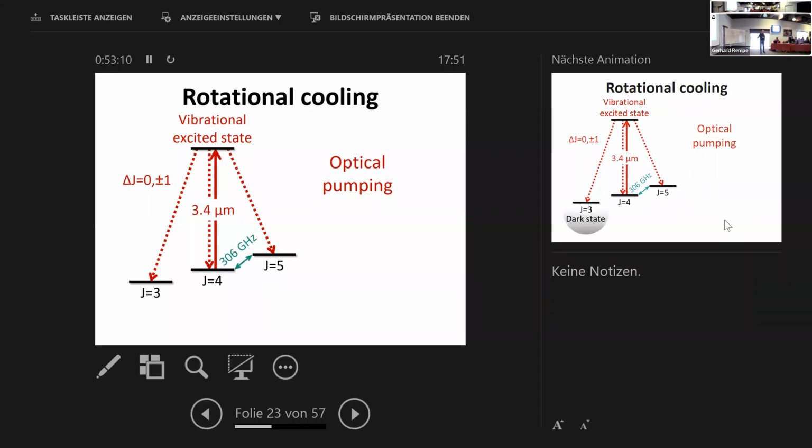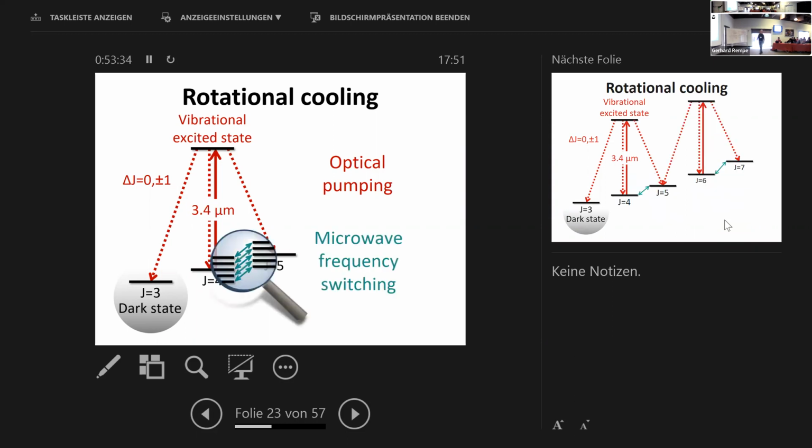So we apply a radio frequency or microwave field, in this case 300 gigahertz, and bring molecules from J equals 5 back into J equals 4. And the idea is to end up in J equals 3. That is not addressed by the microwave and not addressed by the laser. It's just a dark state. Let's fall into that state.